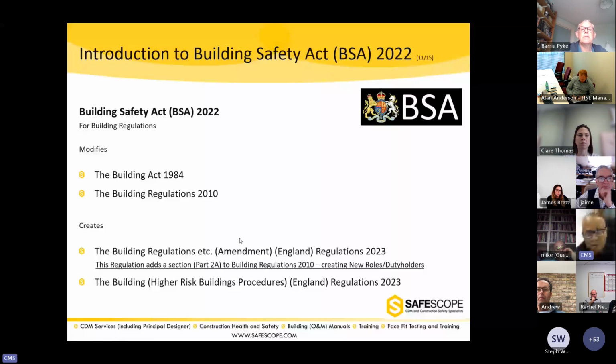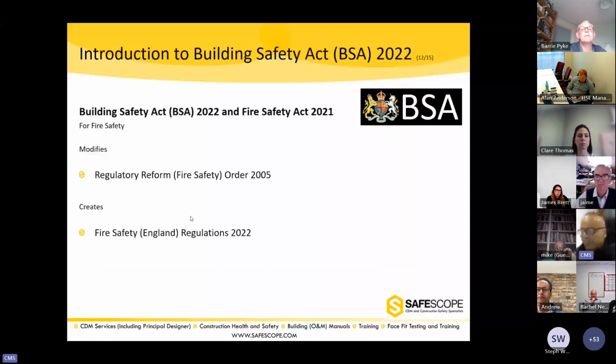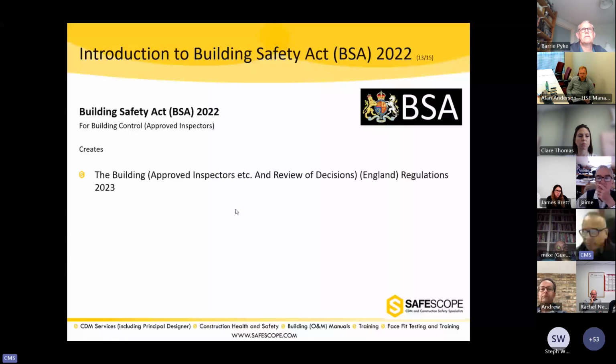It also modifies the Regulatory Reform Order. It brings changes to it. It creates the Fire Safety England Regulations 2022 as well. It also has an impact on the building approved inspector profession. In fact, the name has changed now; we have to call them building inspectors. There's a huge impact there, and new registers have been created for the professionals to subscribe to.